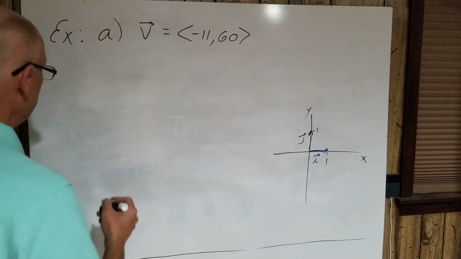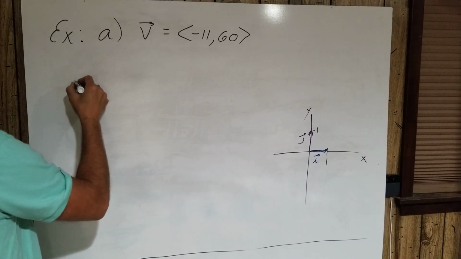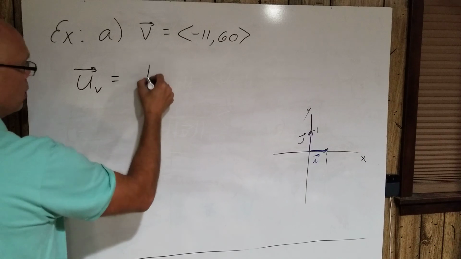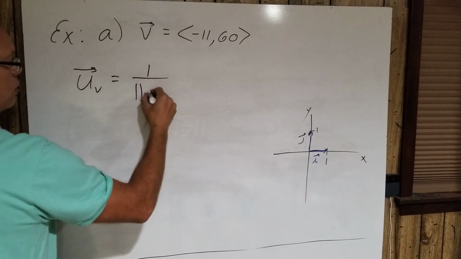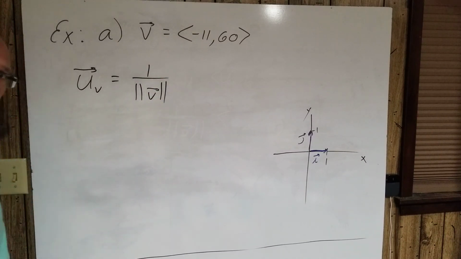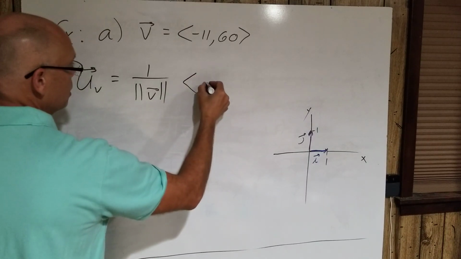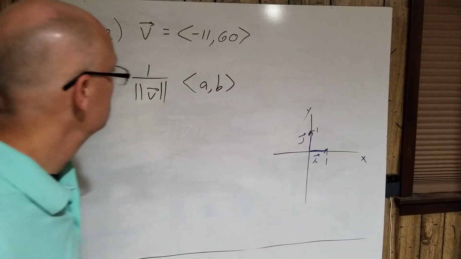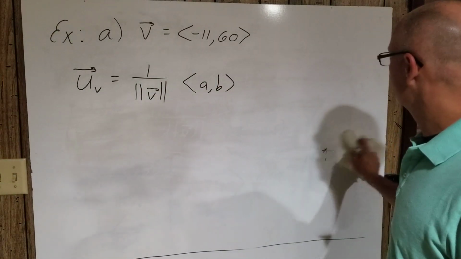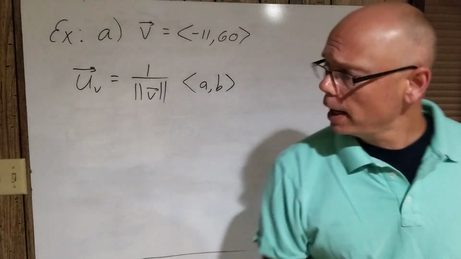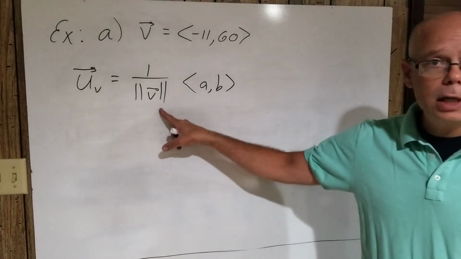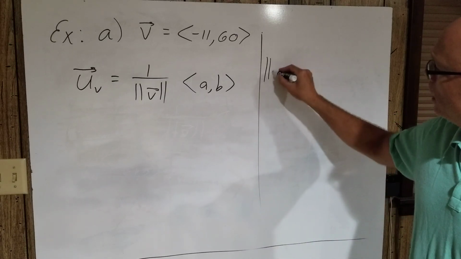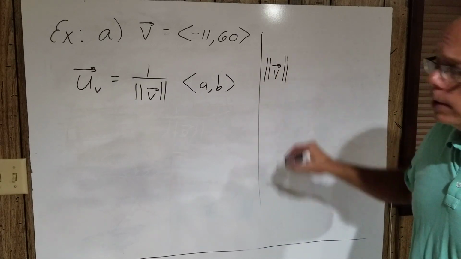Well, I know if I want to find my unit vector, I'm going to do what? I could call it U subscript V is equal to 1 over the magnitude of this original vector, 1 over the magnitude, times that vector. All right, well, let's go ahead and find the magnitude of vector V so I can plug it in this formula. So over here, let's find the magnitude of vector V.